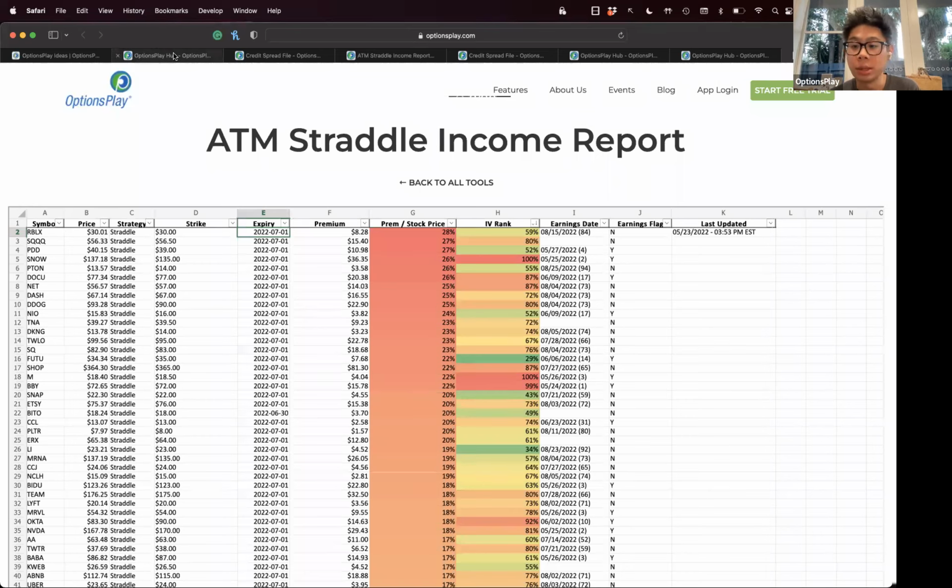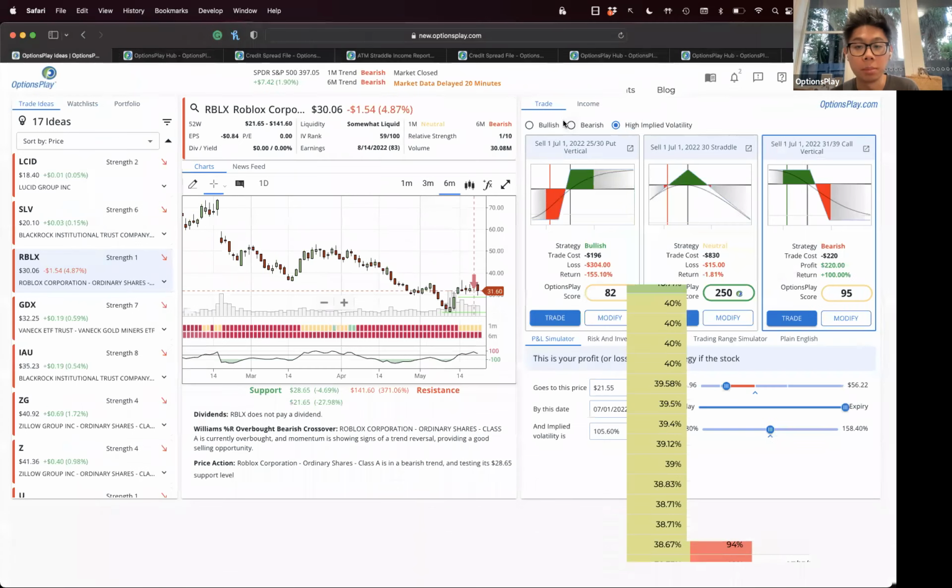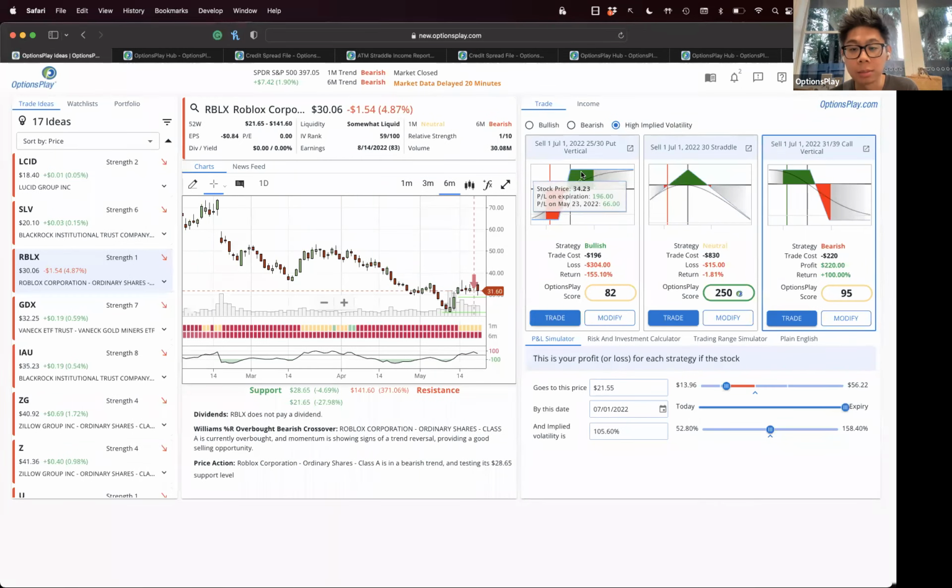Can the risk graph be expanded to show exact numbers? So it does show exact numbers. You can just move your mouse over it and you can see those exact numbers.